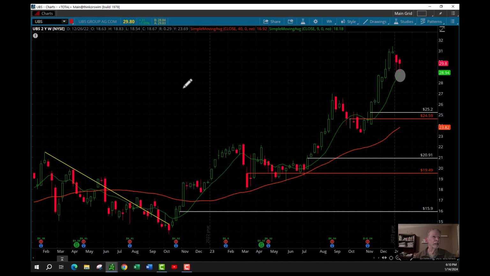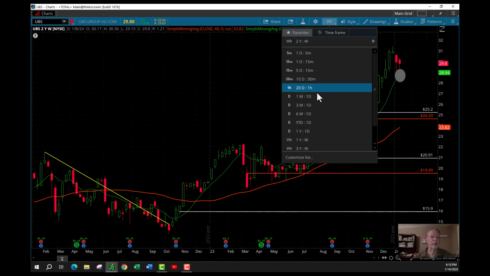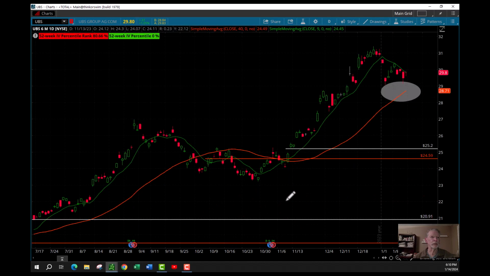So let's switch this back to a daily time frame. This is weekly. Let's go to daily. It looks quite different now. Every candle, every bar is 1 day of trading. So let's take a look here, move this back to a pointer.